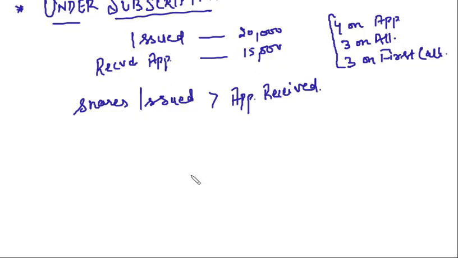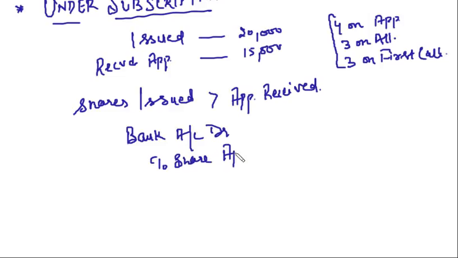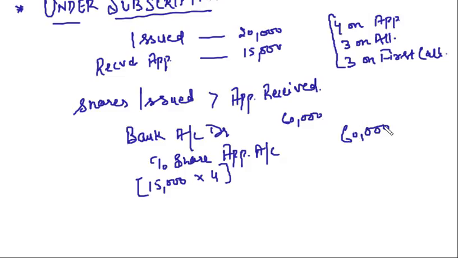What will be the journal entry for this? Bank account debit to share application account. How much? 15,000 are the shares applied for, multiplied by 4, 60,000 and 60,000. Clear?